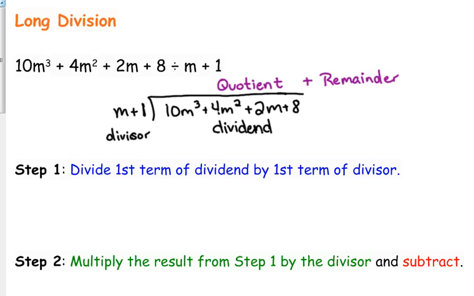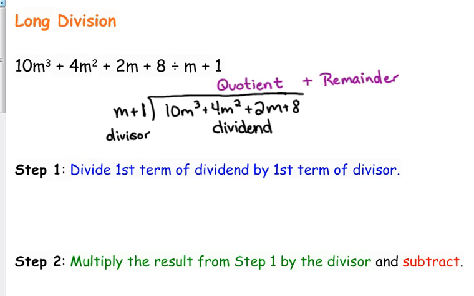A few things to note. If your dividend or your divisor are missing powers, what I mean by that is, say for example, that 4m squared was not there, we would need to put a placeholder there. We would need to put a 0m squared in its place just to keep things neat and organized the way it needs to go. Okay? So, are we good with the vocabulary and the setup?